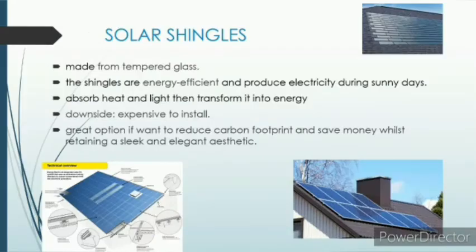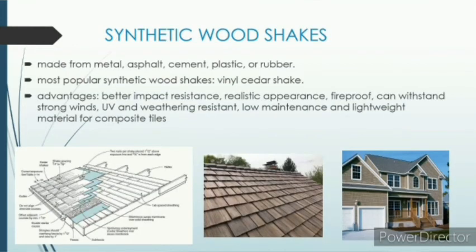Products of roof. Solar shingles are used as an alternative to the standard PV solar panels. They absorb heat and light and then transform it into energy which can be used to power the building or store for emergency use. These are a great option to reduce carbon footprint and save money while retaining a sleek and elegant aesthetic.